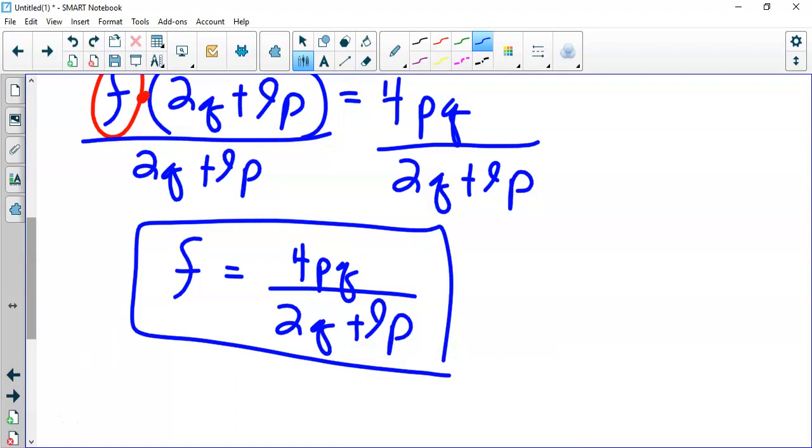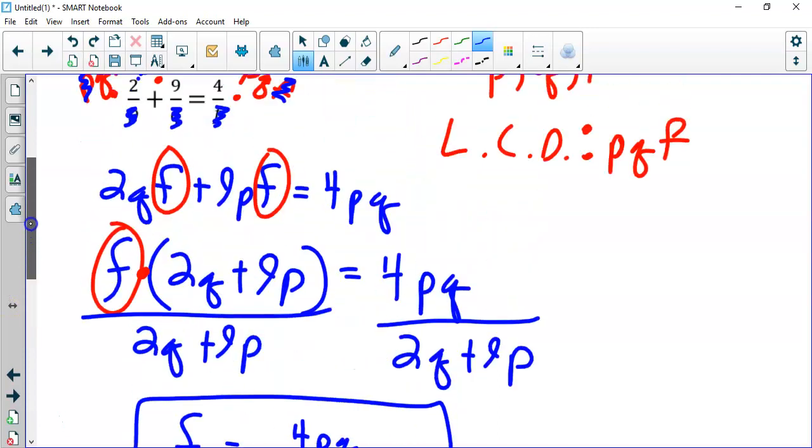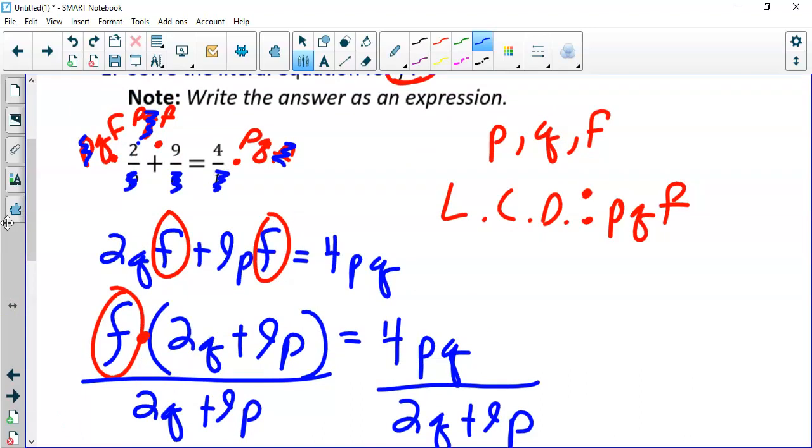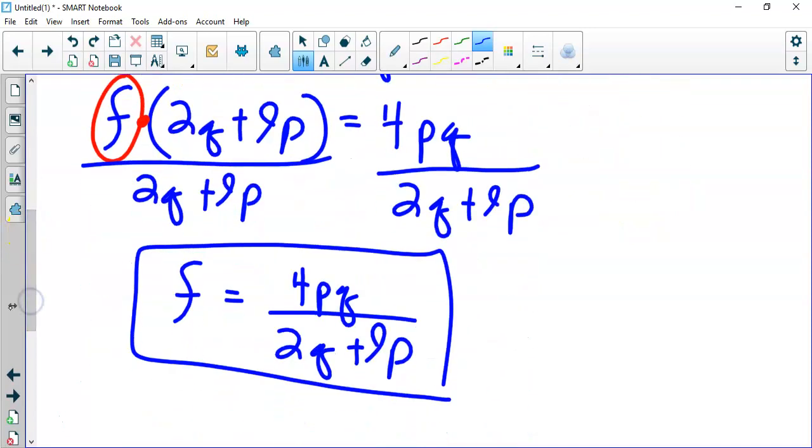Okay? Let's go through those steps again just to make sure that you guys got them. There was only 3 things we did. Step number 1, clear the fraction. We cleared the fraction. That's when we multiplied everybody by the LCD. Step number 2, you saw that we had 2 F's, so we pulled it out as a GCF. And then step number 3, we did division. And we were done. Cool? All right, keep that in mind.